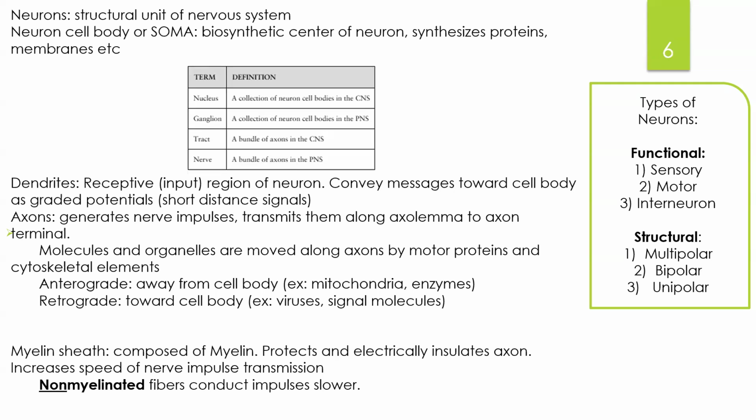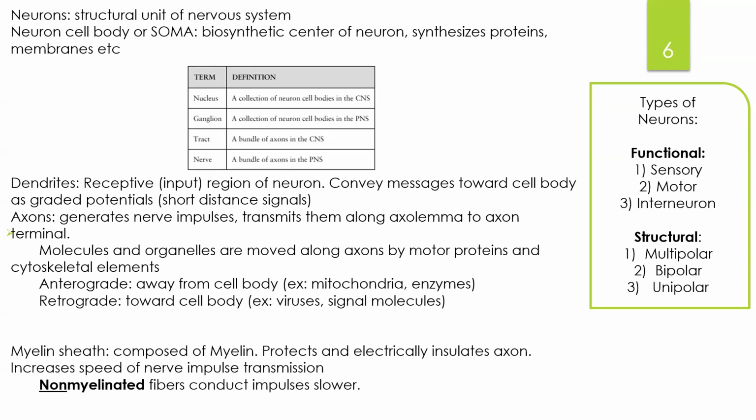Our dendrites, these receive input or signals from other neurons. They convey messages toward the cell body as graded potentials. So these are the short distance signals. Axons, these generate nerve impulses, and then they transmit along the axolemma to the axon terminal. Molecules and organelles are moved along the axons by motor proteins and cytoskeletal elements.